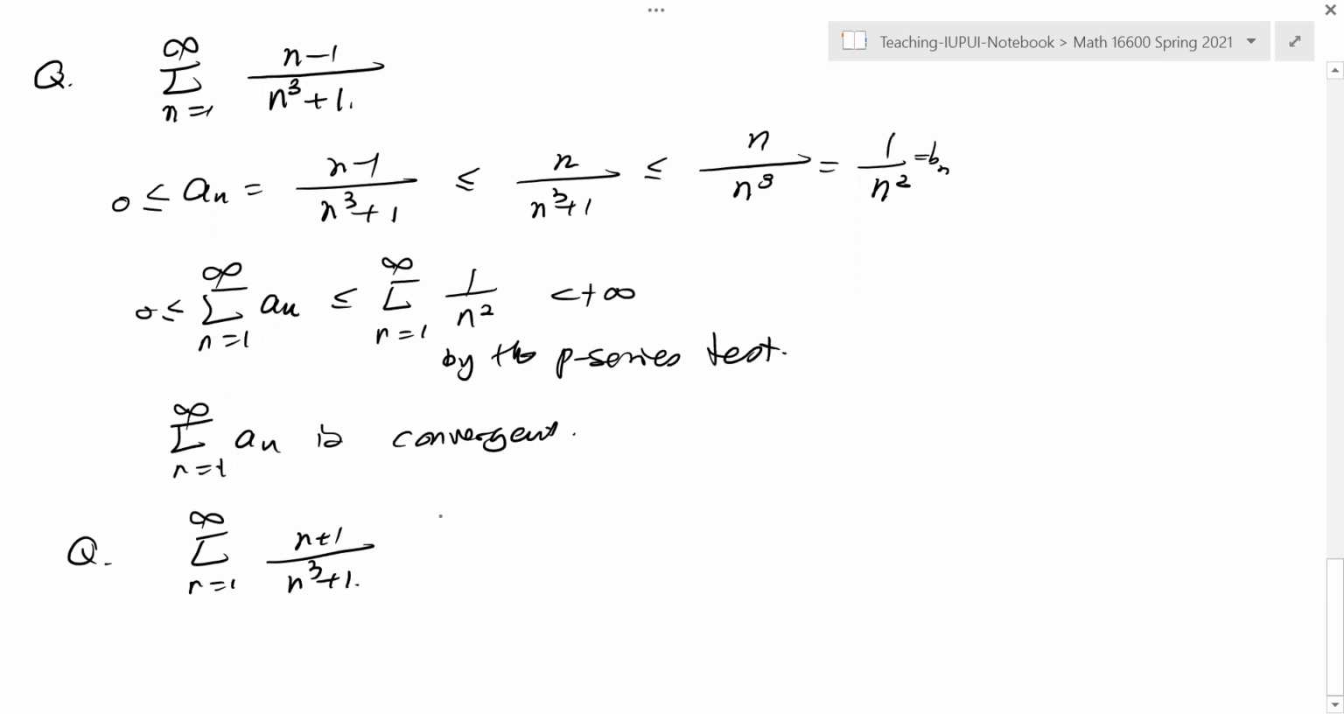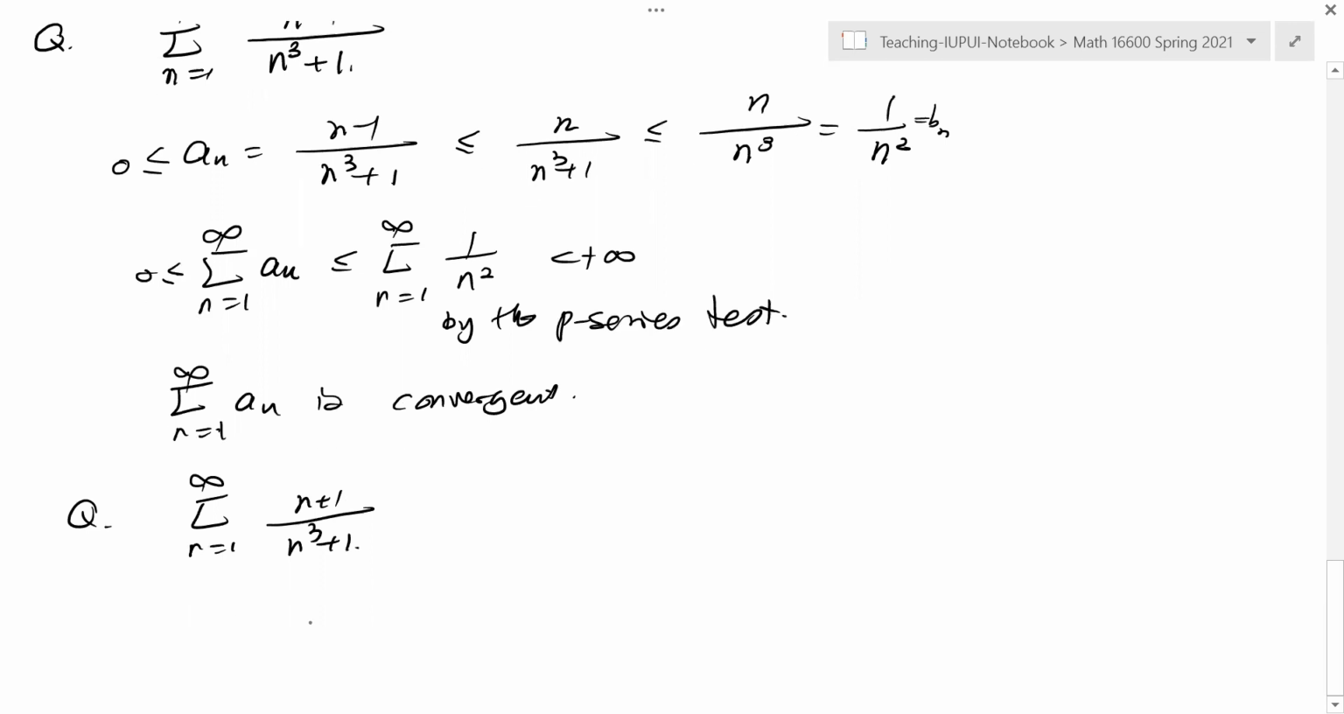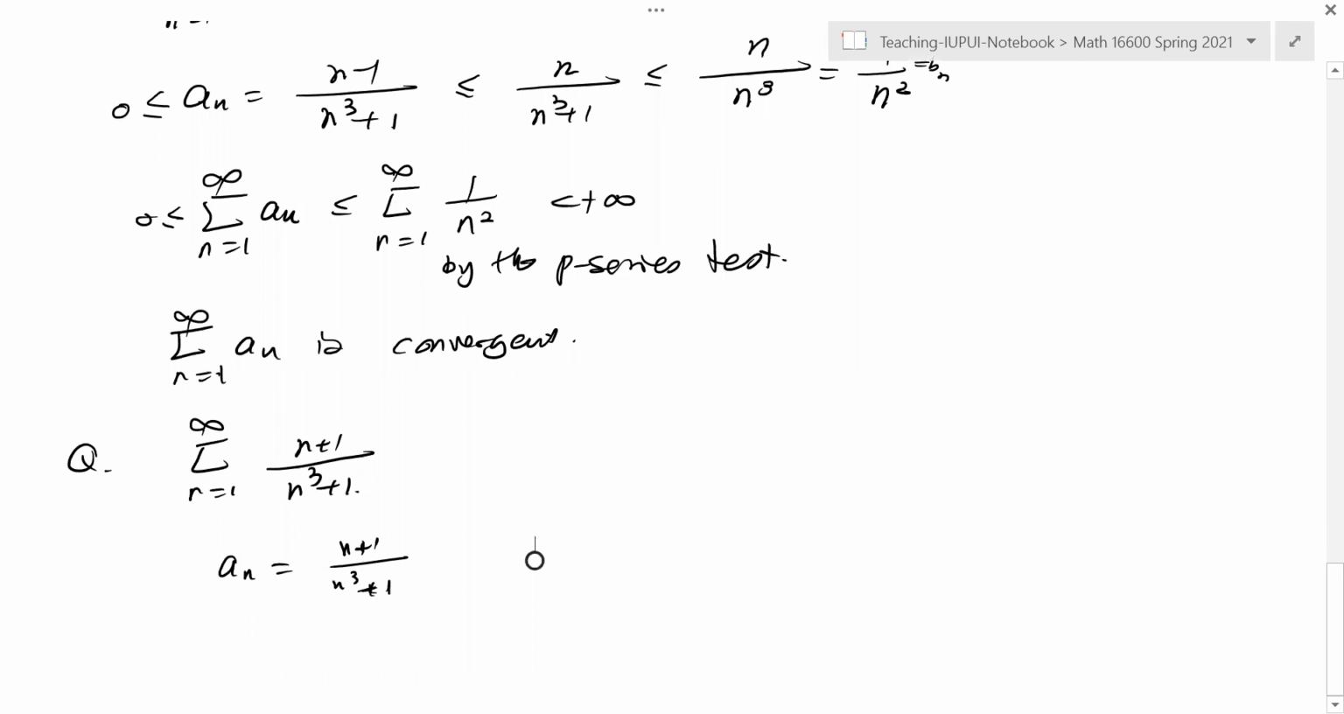Because n plus 1 is not going to be less than or equal to n. But you still compare it with 1 over n squared. What they do is usually use a limit comparison test. For a limit comparison test, you have to find a limit. So you drop all the other unnecessary terms, right? Drop the 1 and the plus 1. This is 1 over n squared. That's my bn.